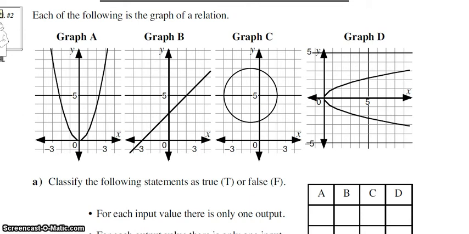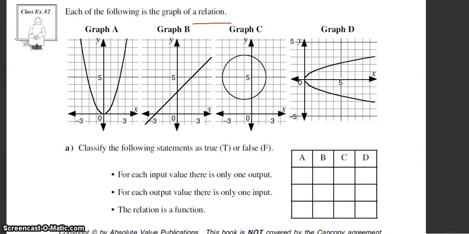But let's look at this. Each of the following is a graph of a relation, so that's a general term. Then you can ask which one of them is a function. So for each input, there's only one output. Is it true for A? Look at the input. Every dot has only one value of output, so it's true for A. True for B. Now it's not true for C.